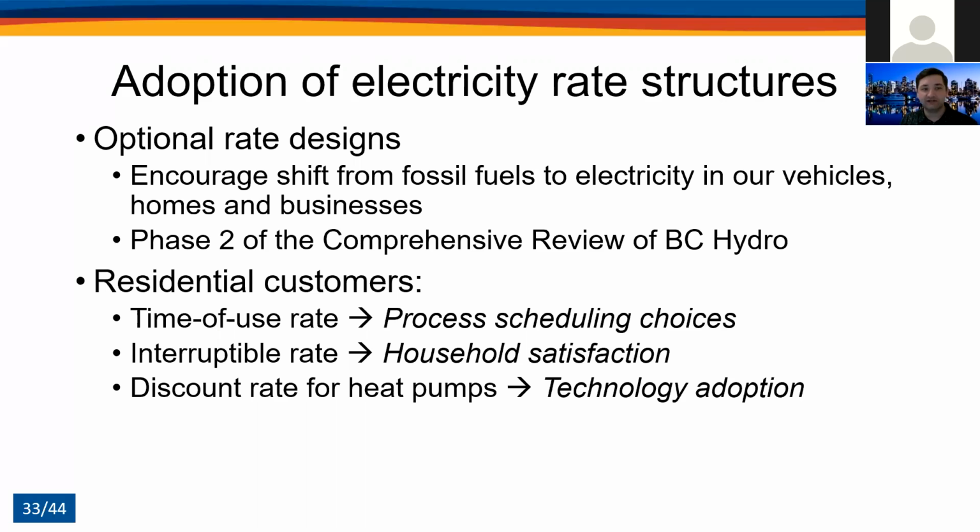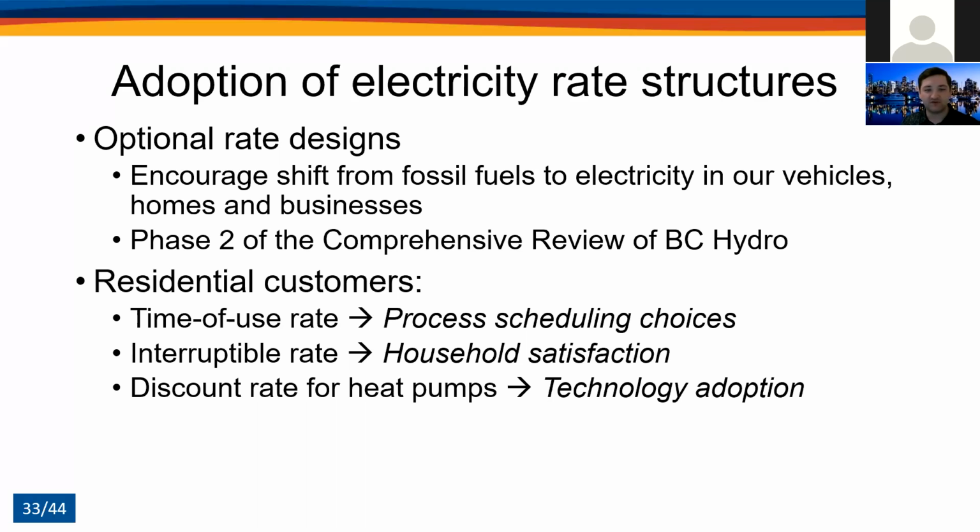So giving you the ability to adopt these rate designs, which would be more beneficial to the environment, but also to utility operations. Now, some of what they've offered up are the ideas for residential customers, which is a time of use rate, which is more expensive during peak times, and then maybe an off-peak time, which is not as expensive. An interruptible rate, where the utility actually has access to your air conditioning or baseboard heating systems, and they can fluctuate the temperature in your home. Also a discount rate for heat pumps, which is a good technology for electrifying air conditioning.